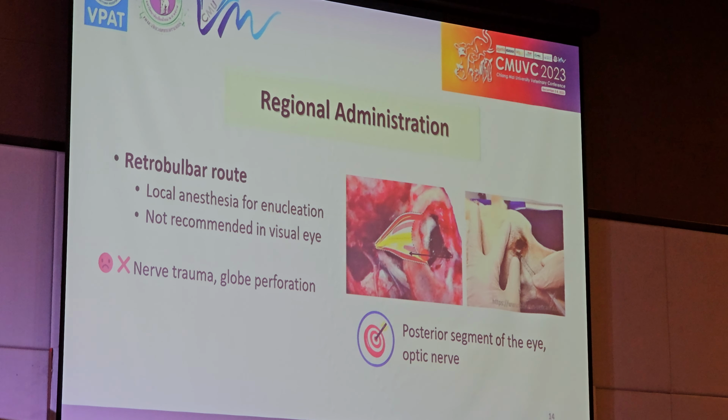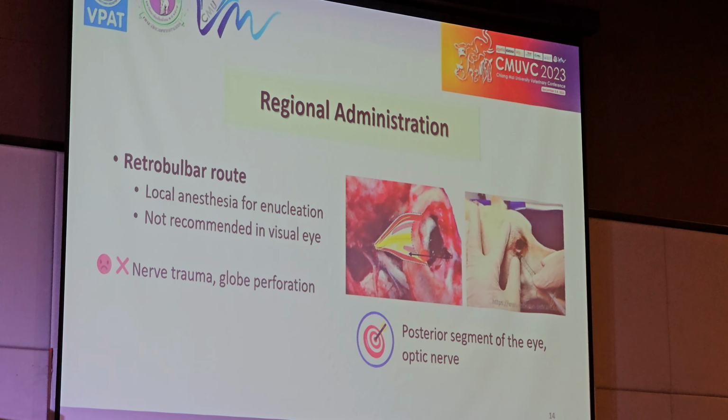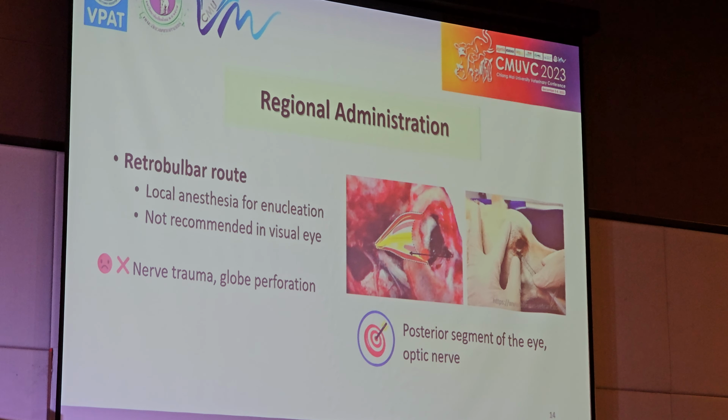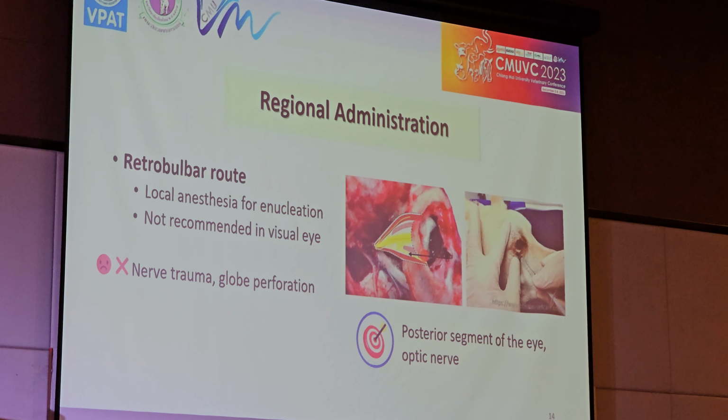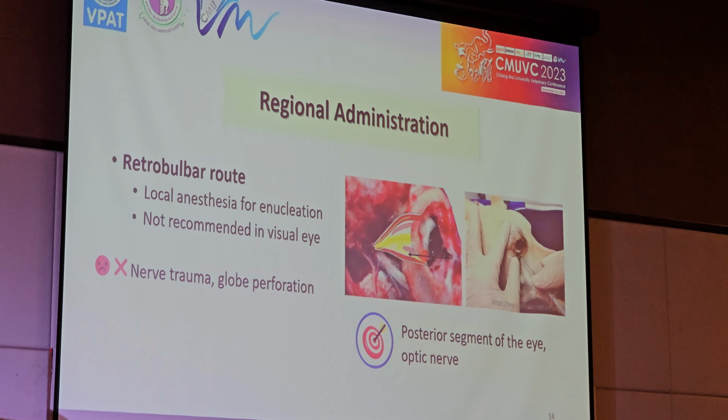The next one is the regional administration by the retrobulbar route. This technique is performed by injecting the drug into the retrobulbar space. This mode of administration to the back of the eyeball is used to deliver drugs such as anesthetic agents before enucleation. However, it is a very delicate procedure as it may damage the optic nerve, and therefore requires proper expertise and equipment to do.